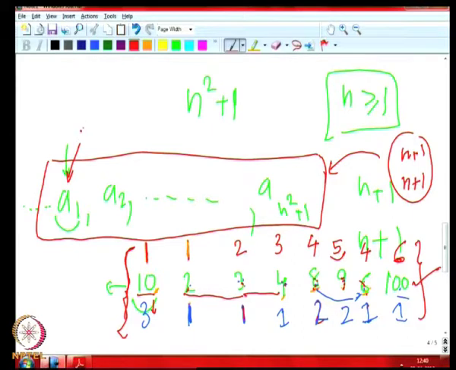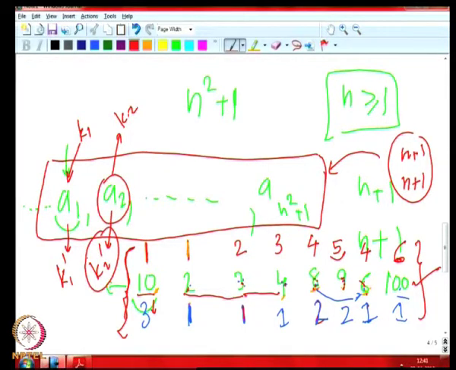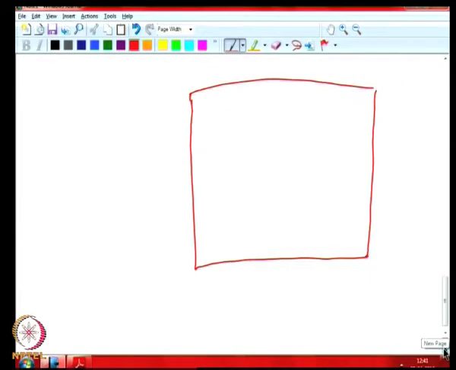Some number k1 we will write here, some number k1 dash here, some k2 here, some k2 dash here, like that. This k2 will indicate the longest increasing sequence which is ending at A2, and this k2 dash will indicate the longest decreasing sequence which starts from A2. Now what we are going to do is create a table like this.